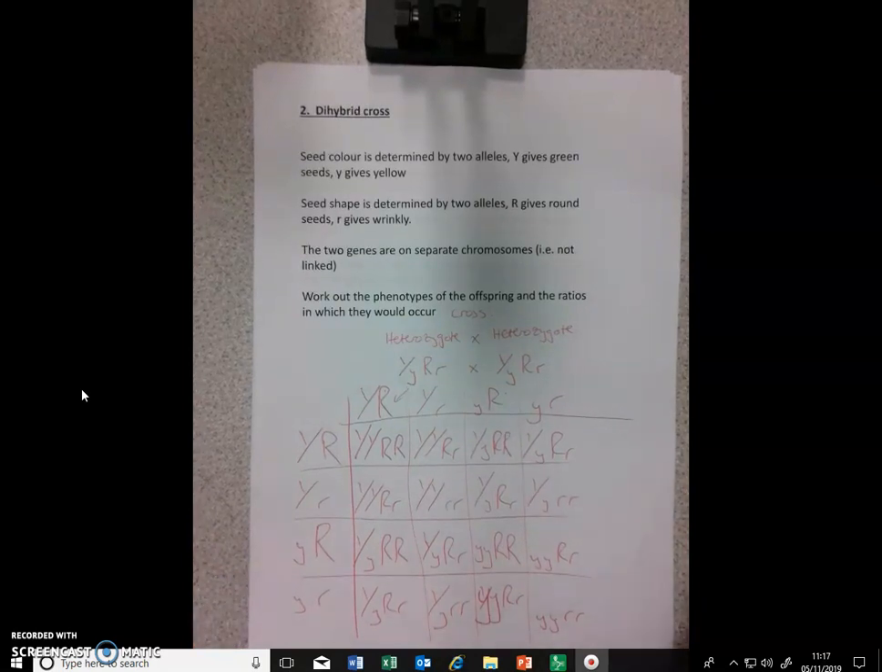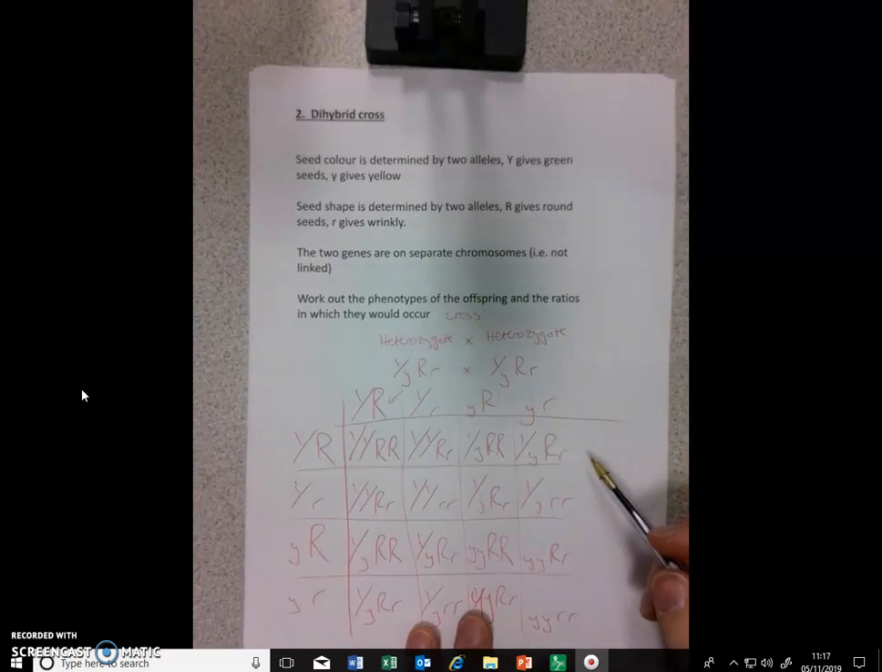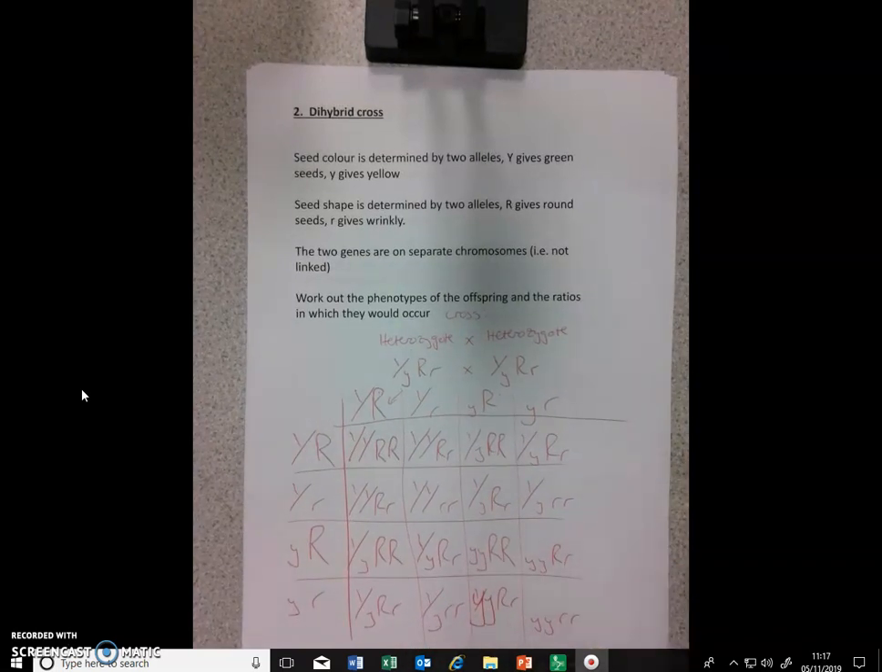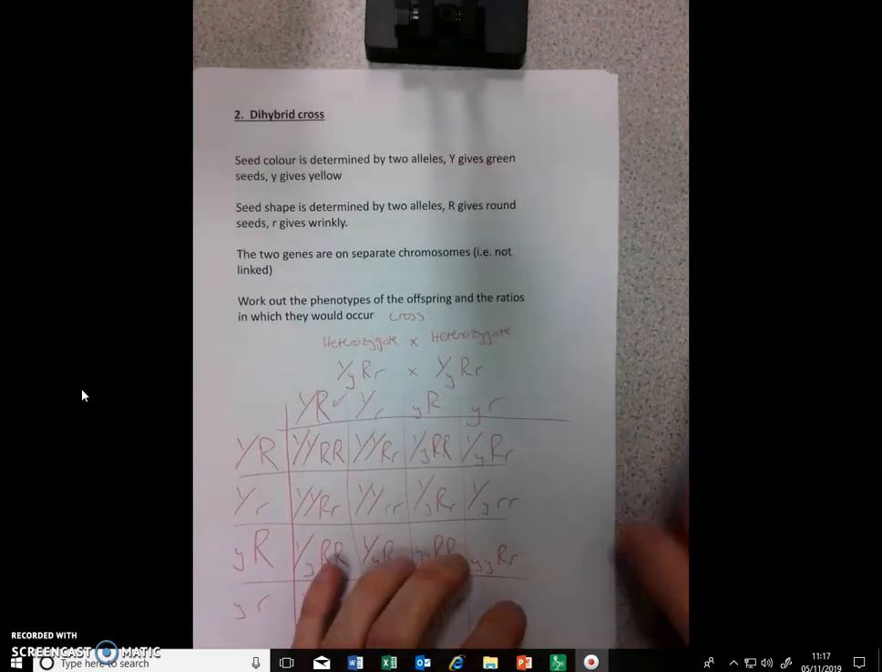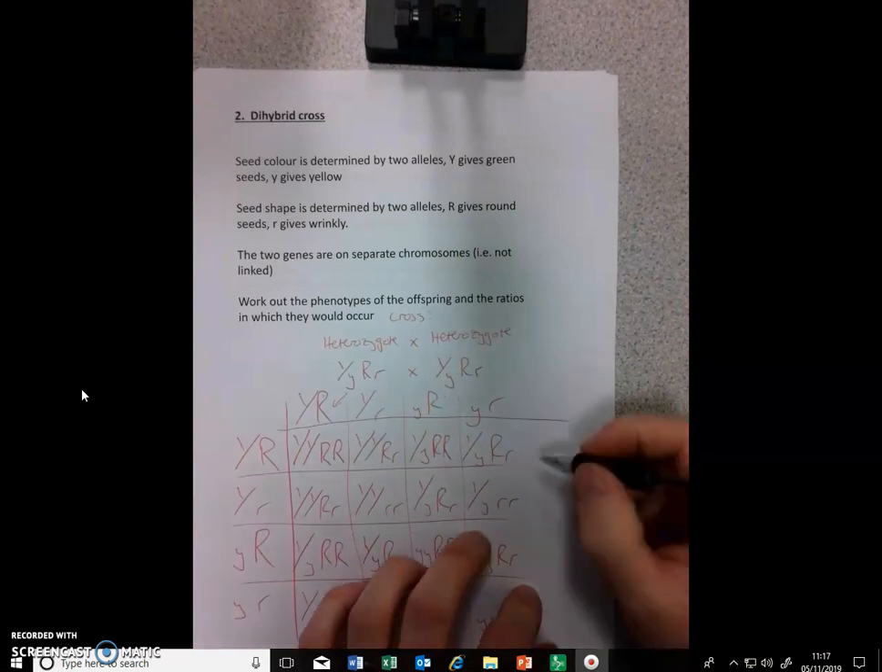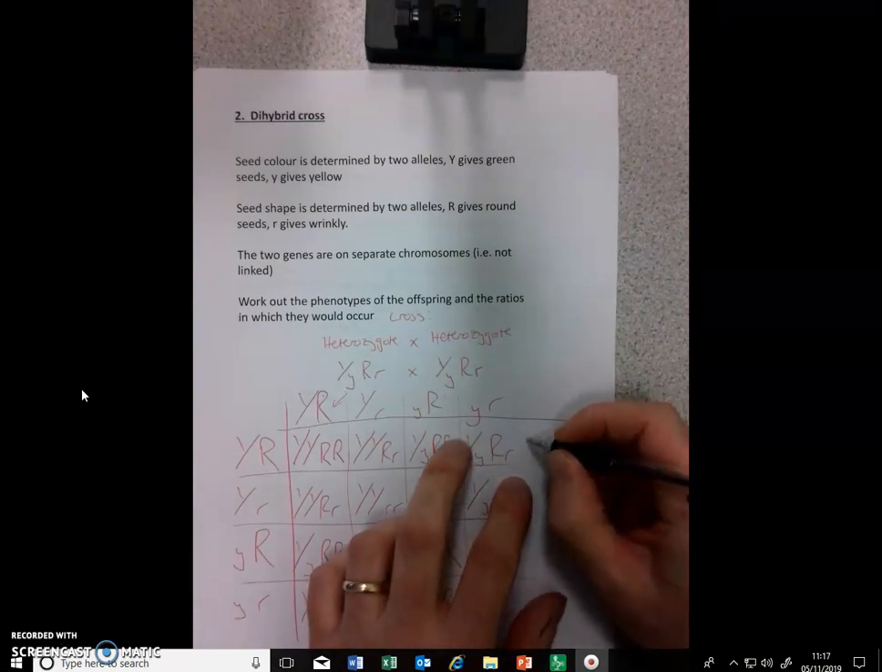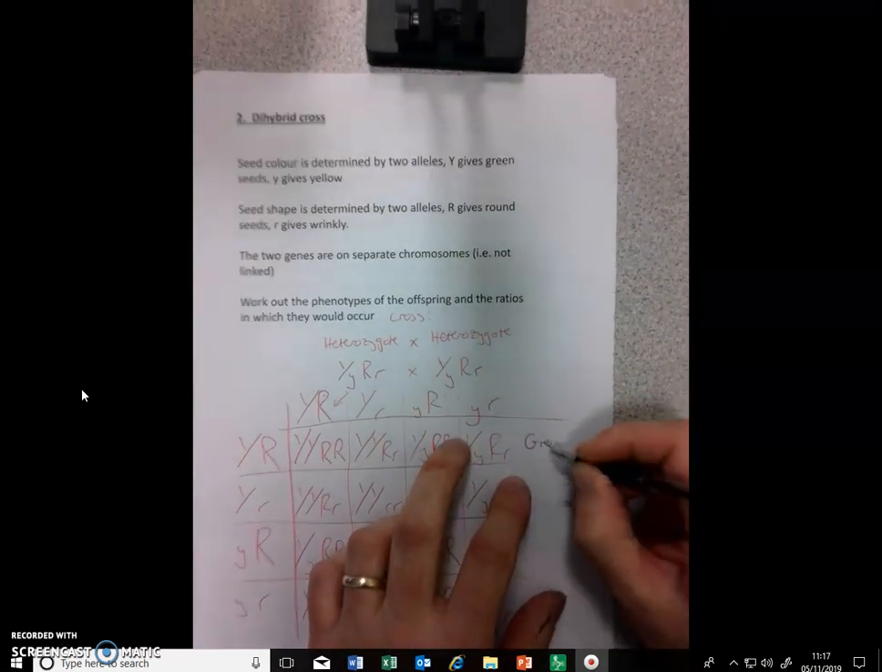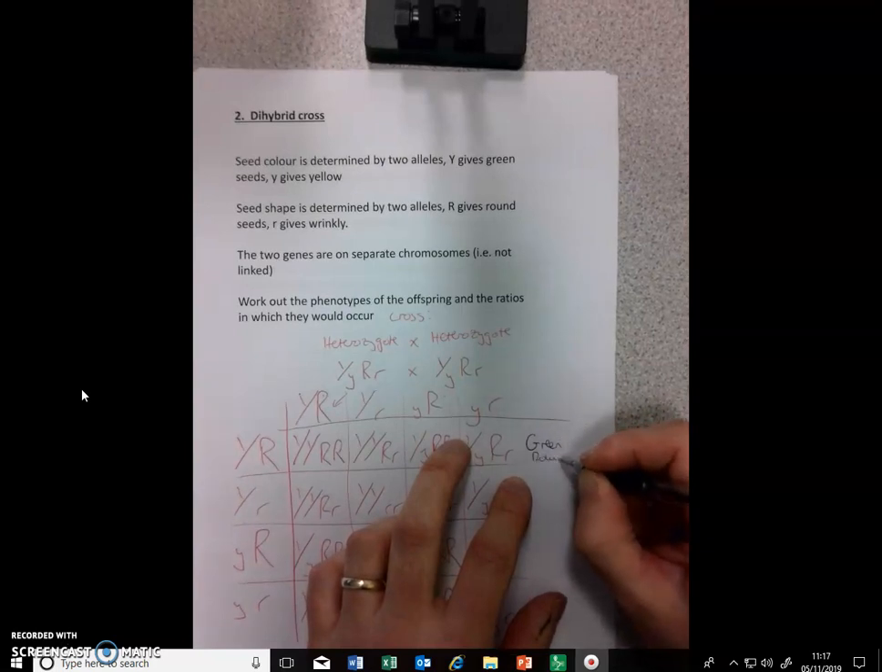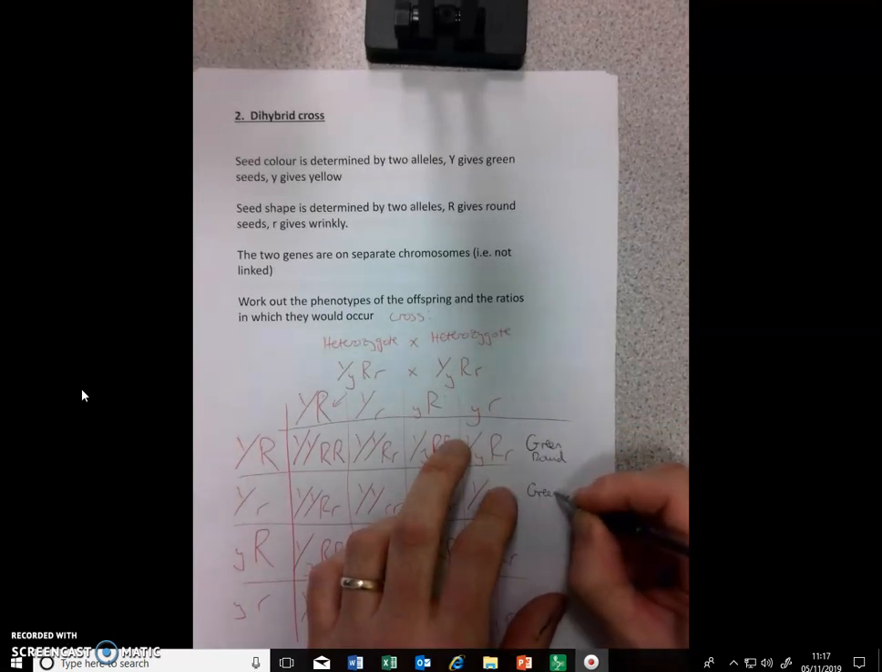Now, it doesn't mean there are 16 different phenotypes. If you think about it, we've got 2 traits, haven't we? Seed colour and seed shape. And each of those has 2 different phenotypes. So there's actually 4 different phenotypes possible here. And they are as follows. So we have got green and round. We've got green and wrinkled.